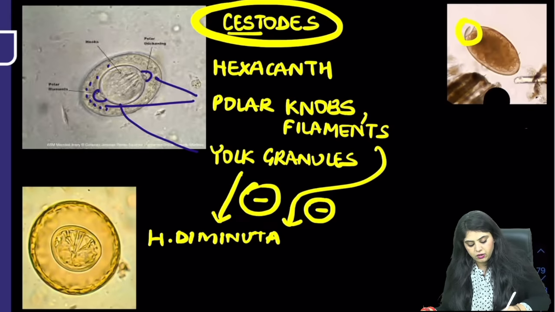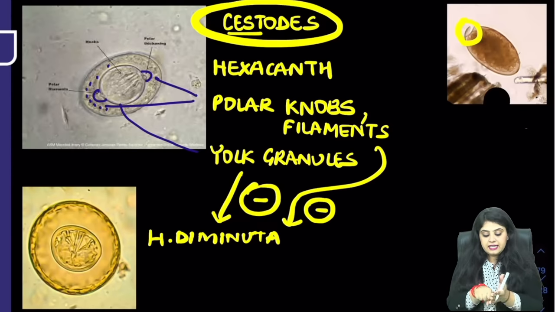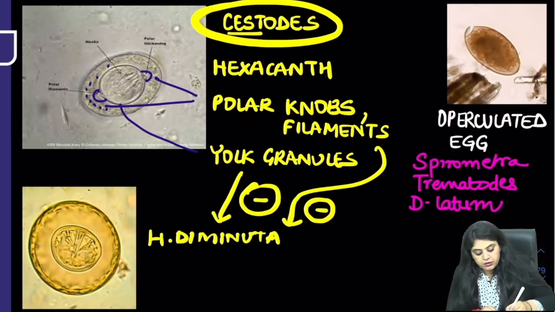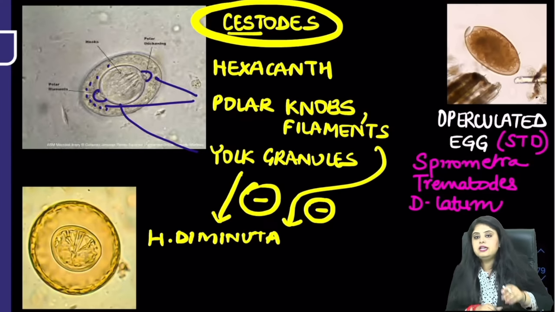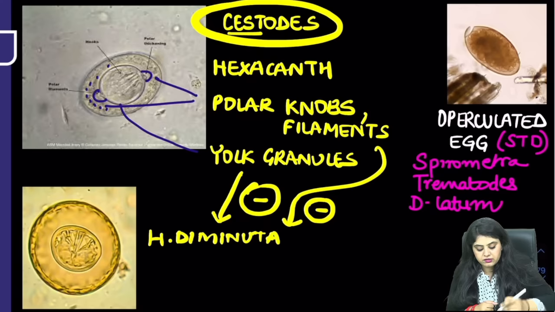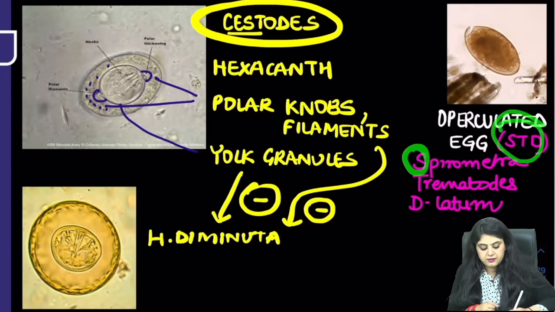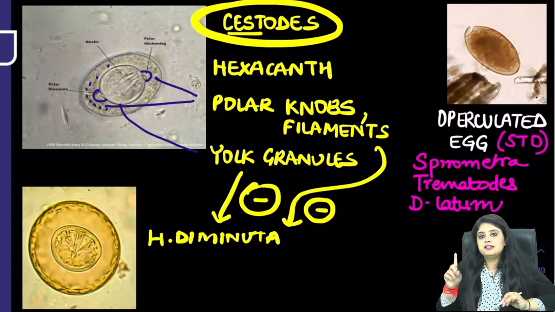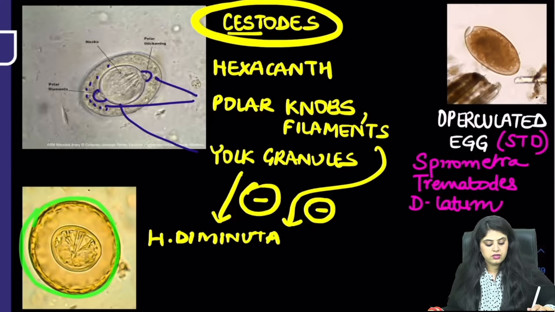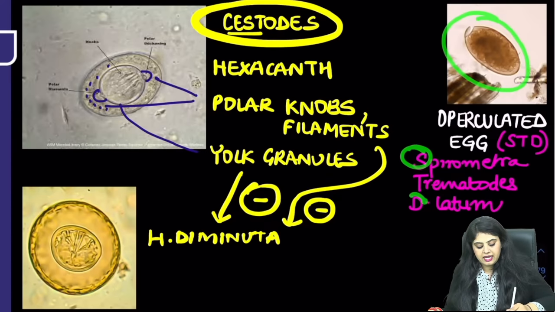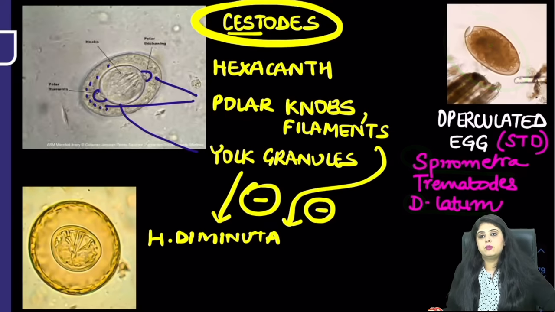The egg which has a lid on top of it. The lid is a kind of protection. That is referred to as the operculated eggs. Where do we see the operculated eggs? Operculated eggs are seen in STD. Very good. The lid is for protection, and STD care also, everyone needs protection. So what is this protection egg? We have Spirometra, we have trematodes, and we have Diphyllobothrium latum. So now all your cestodes are done. Ma'am, all the cestodes are going to look like this except 2-3 cestodes. One is this H. diminuta, which doesn't show you these yolk granules and polar knobs. The others are Spirometra and Diphyllobothrium latum, because they are going to show you the operculated eggs.